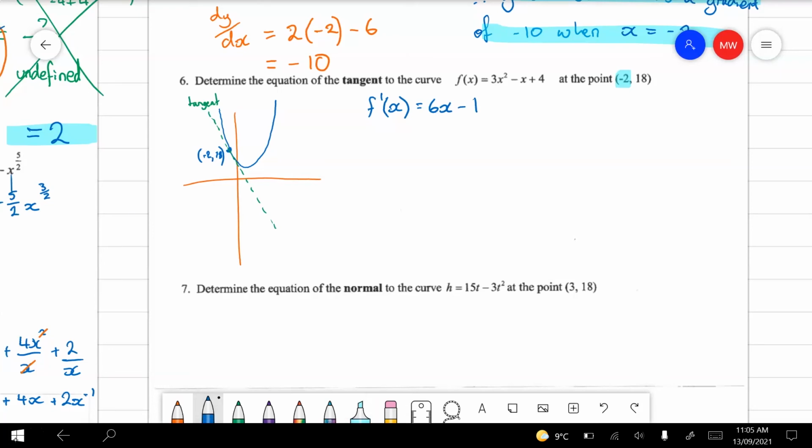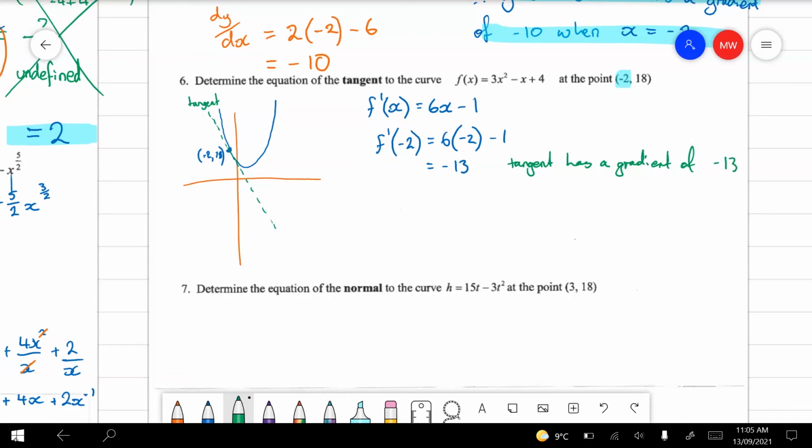So that's great. That means that when x is minus 2, we've got 6 times minus 2 minus 1. So that obviously gives us minus 13. So we know that the tangent has a gradient of minus 13. So let's start writing.